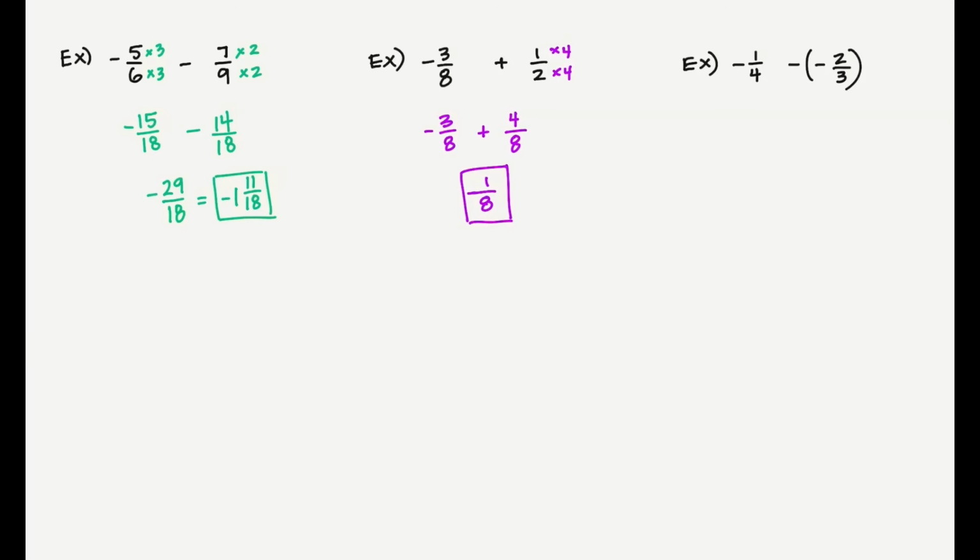All right, the next one says -1/4 minus -2/3. So first I'm going to get rid of my parentheses. So I'm going to rewrite it as -1/4 plus 2/3. 4 and 3 are the denominators, so I'm going to multiply them by each other to get the denominator of 12. So the other one becomes 8 over 12. And -3 plus 8 is 5 over 12. And I'm done. So these were the easier ones.